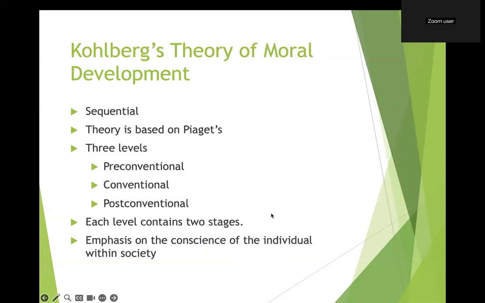Kohlberg's theory focuses on morality, so moral development. Sequential, 3 levels. There's preconventional, conventional, and postconventional. Each level contains 2 stages. And again, the emphasis is on the conscience of the individual within society.